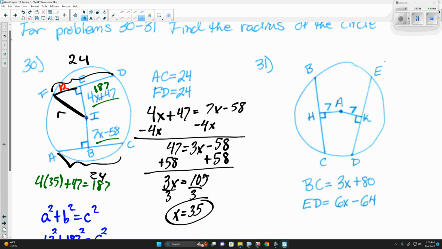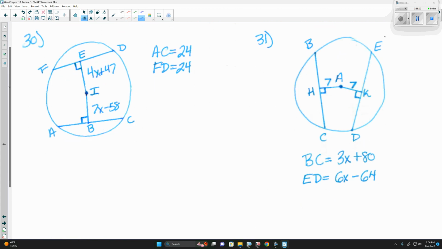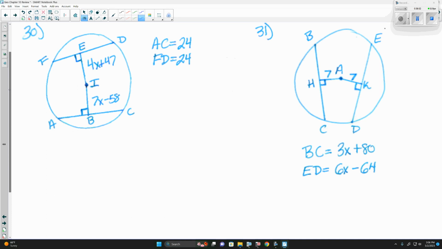It looks very nice. So we know that those two lengths are 7. And we want to find this length here. Now the two overall lengths of BC and ED are going to be the same. So we can say 3x plus 80 is equal to 6x minus 64.